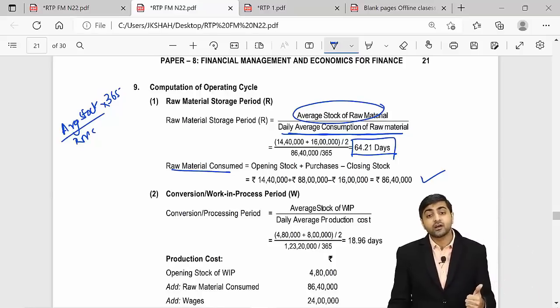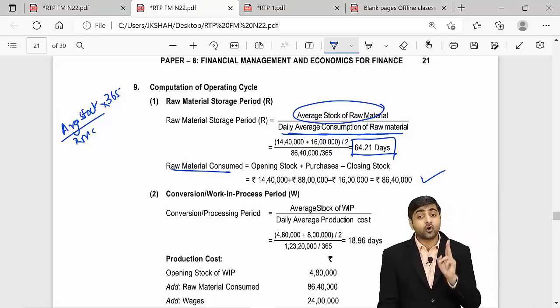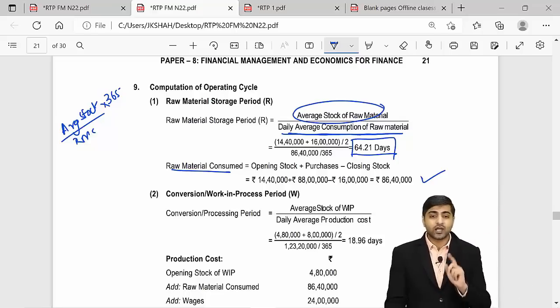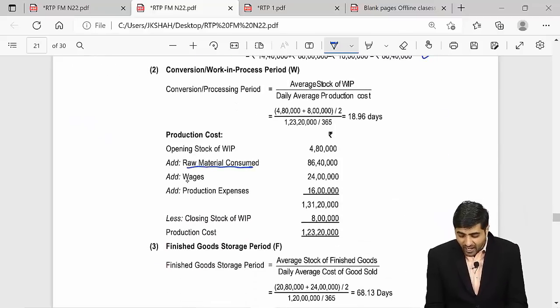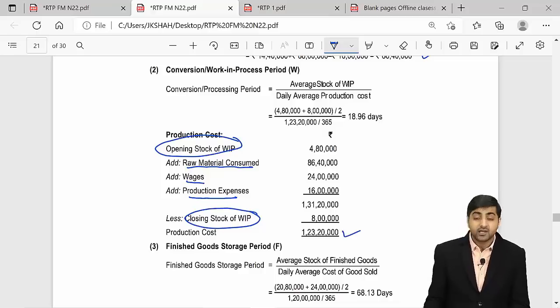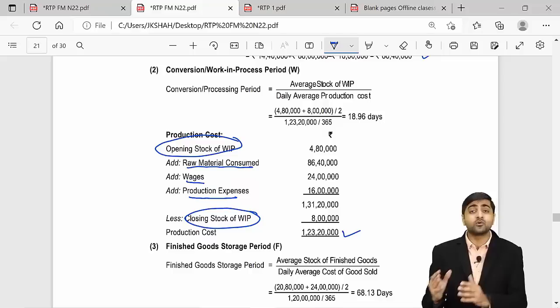Similarly, for your work in progress conversion period, you need whatever is your average stock of WIP, with which you are going to divide by cost of production. So how to calculate cost of production? Whatever is your raw material consumed, add wages, add production expenses, add opening WIP and less closing WIP, that will give you your cost of production. Similar to what you are supposed to be doing in your cost sheet.